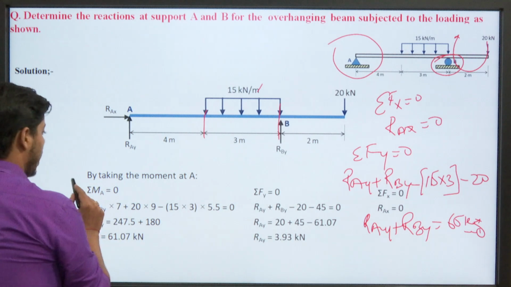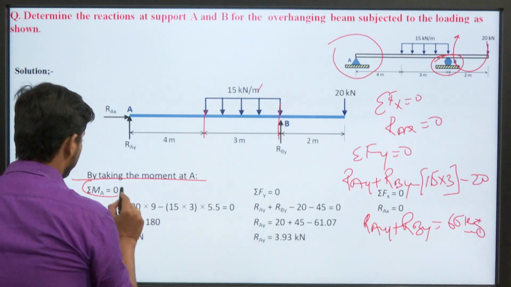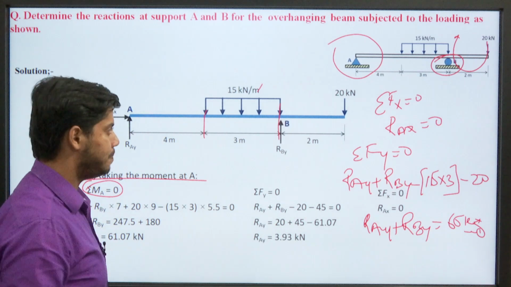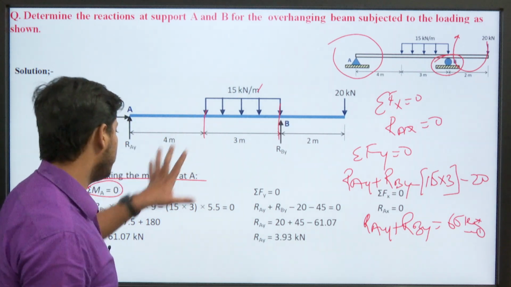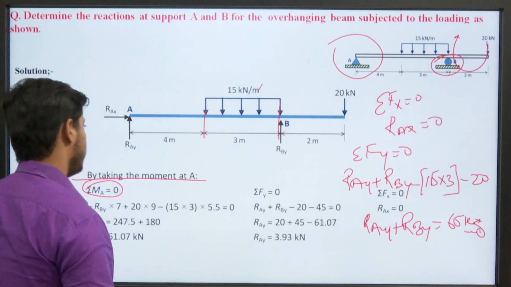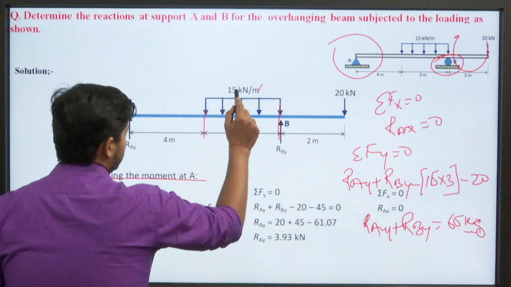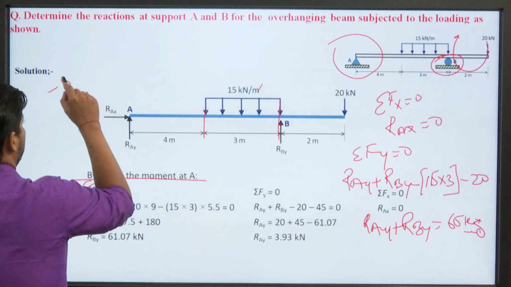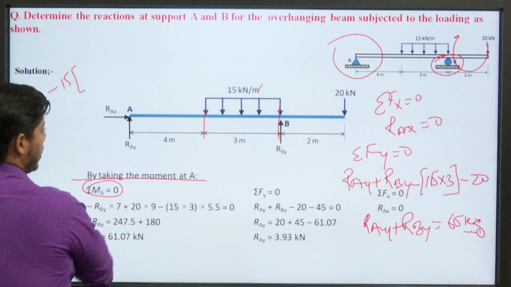Hence, take the summation of moment at A equal to 0. We have done summation of moment at A equal to 0. Now we have to calculate the amount of moment acting on this body. So, again this is minus 15, because downward force is negative, minus 15.